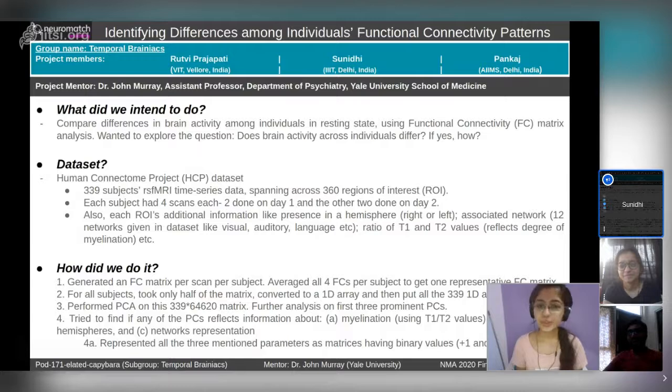So, what was our question? We wanted to find out if brain activity differs across individuals. If yes, then how? We used functional connectivity matrices to answer this question. Our dataset was the Human Connectome Project.